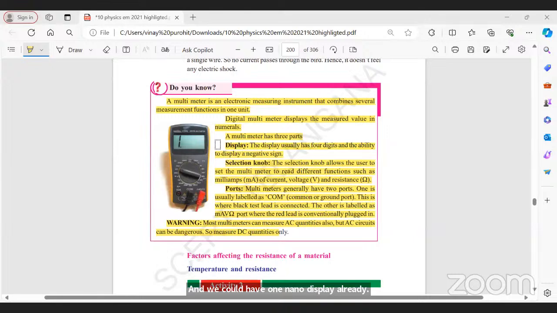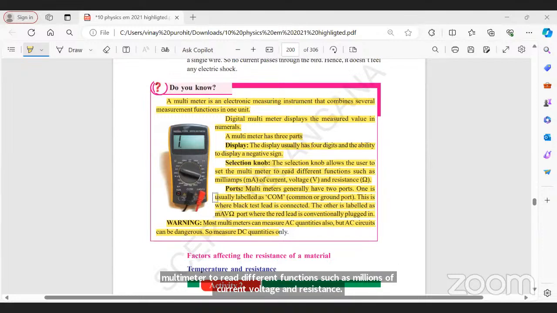It is having 3 parts. One is display, where you are able to see 1, it is display, and this selection knob. This is nothing but selection knob. The selection knob will allow the user to set the multimeter to read different functions, such as milliamps of current, voltage, and resistance. We can select what we want to measure.